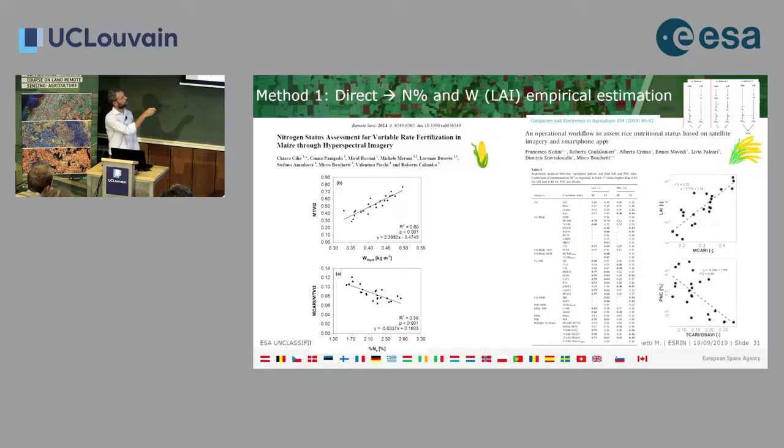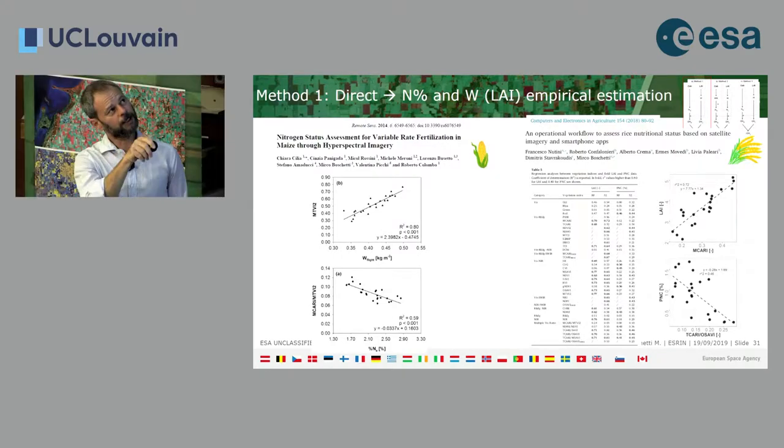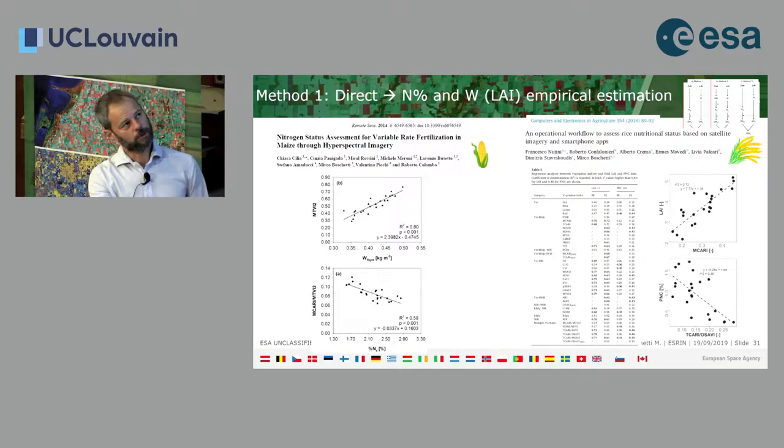This was made exploiting hyperspectral data, but it can be modulated to multispectral data, and on corn, on maize. This other was done on rice, and again, you have a nice correlation with plant nitrogen concentration. And in this case, not using the weight, the biomass, but the leaf area index.